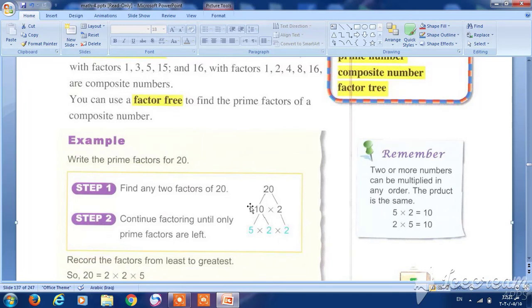So 10 is also a composite number. We can make it into two prime factors. For example, 10 is 5 multiplied by 2, so write 2 and 5. And 2 is prime, so we leave 2. Okay, now we get 3 prime numbers, or prime factors. Okay, we write it as a product. 20 equals 2, and it is recorded from least to greatest.